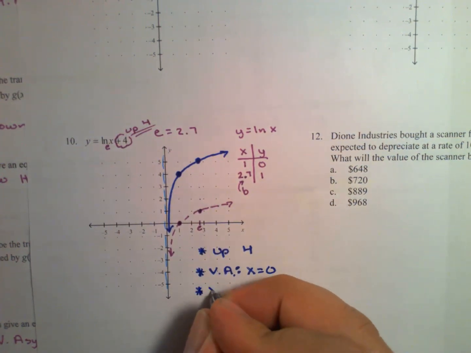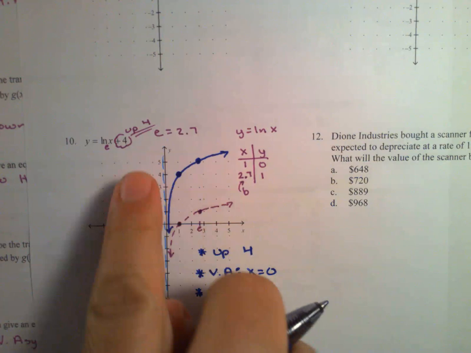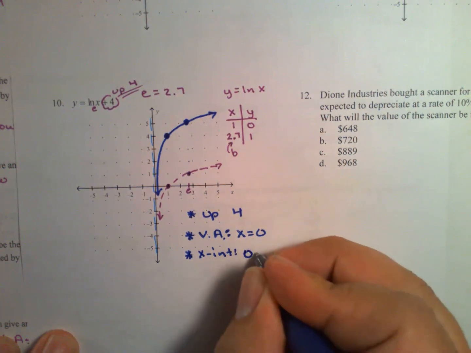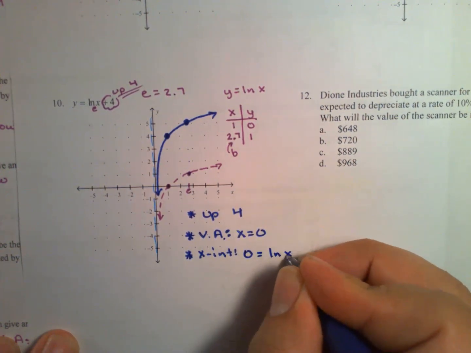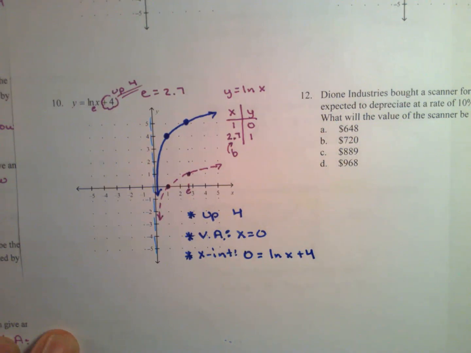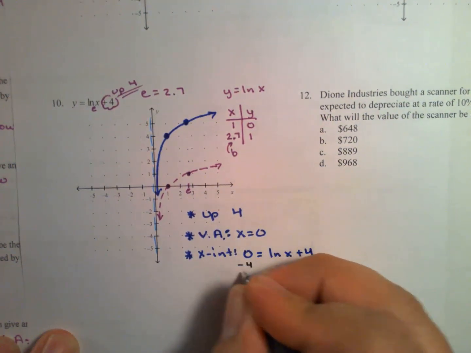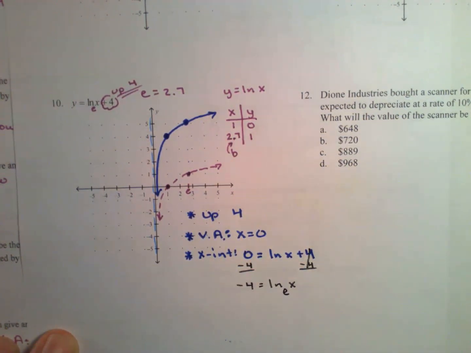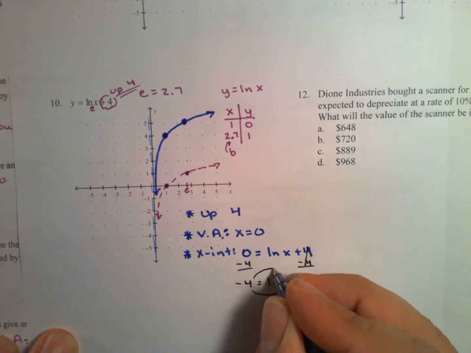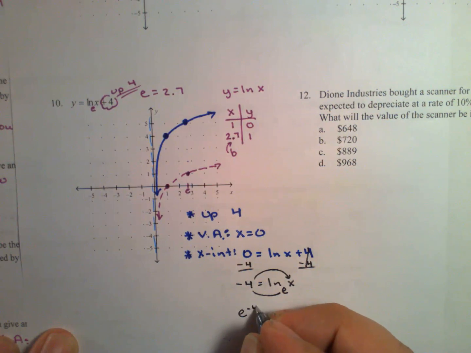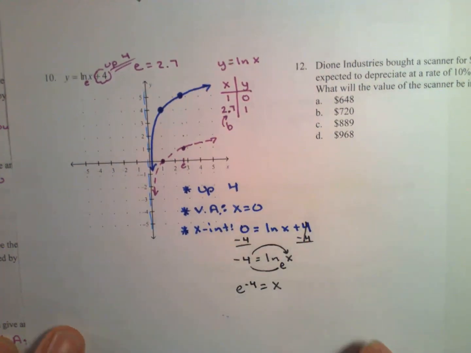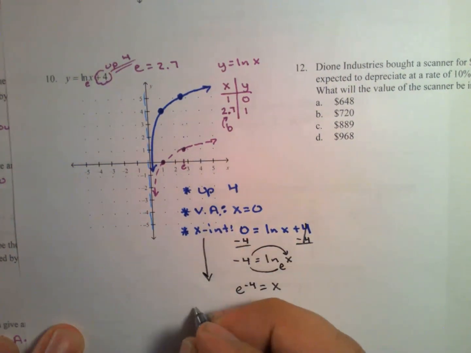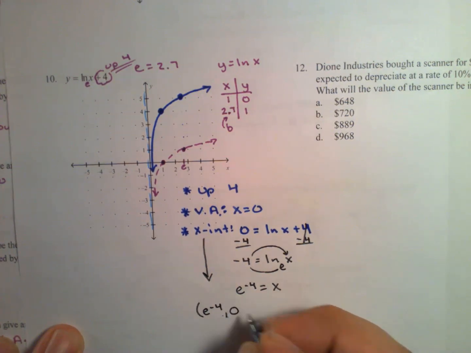And they did say they want the x-intercept for this problem. Now, x-intercept, I have no idea. That's why I wanted to show you at least this one. 0 is equal to the natural log of x plus 4. So all I have to do is take away a 4. -4 is equal to the natural log of x. There's the e, and here comes that circle method. E to the -4 is equal to x. So as weird as that looks, that's how I'm going to leave it. I don't want a decimal out of this. So my x-intercept is e to the -4, comma 0.